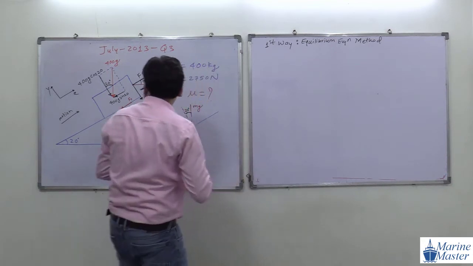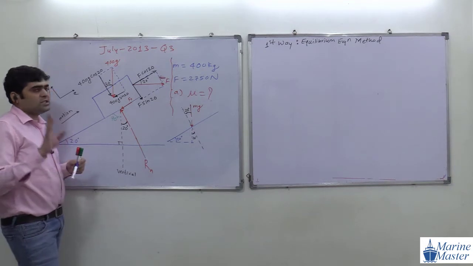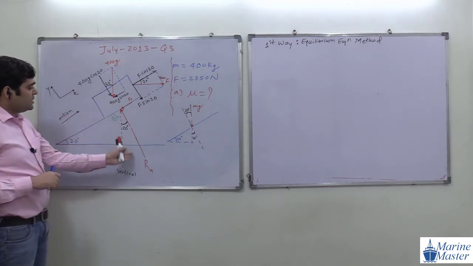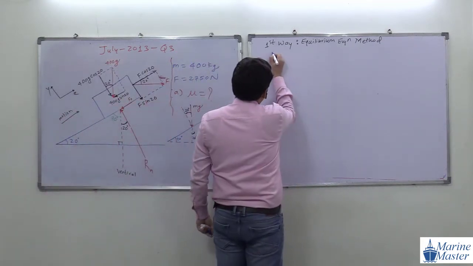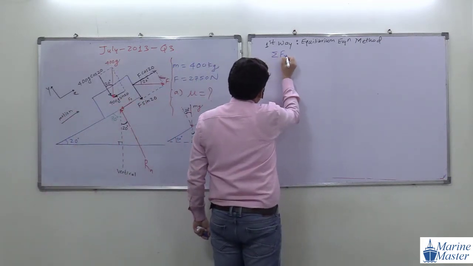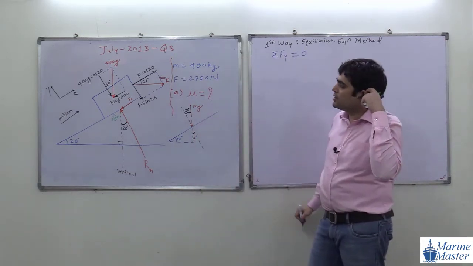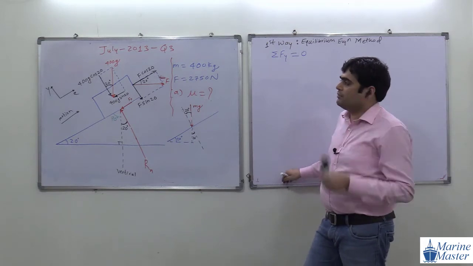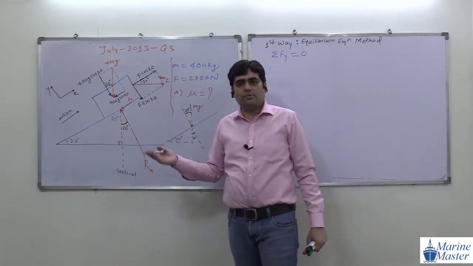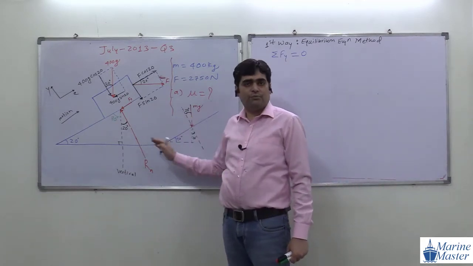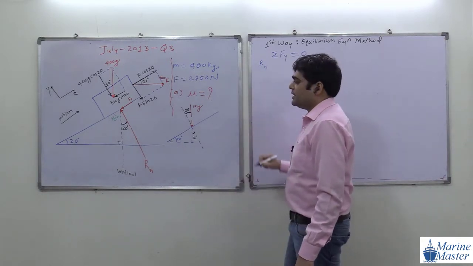So how to deal with the equilibrium equation method? We will start, as usual, with summation of forces in y direction. Why are we going to start with summation of forces in y direction? Because in y direction we will get Rn directly. So it is in equilibrium, so summation of forces in y direction will be equal to 0. Now what are the forces here in y direction? First of all, Rn. That's why we are considering y direction, because we want to find out Rn.